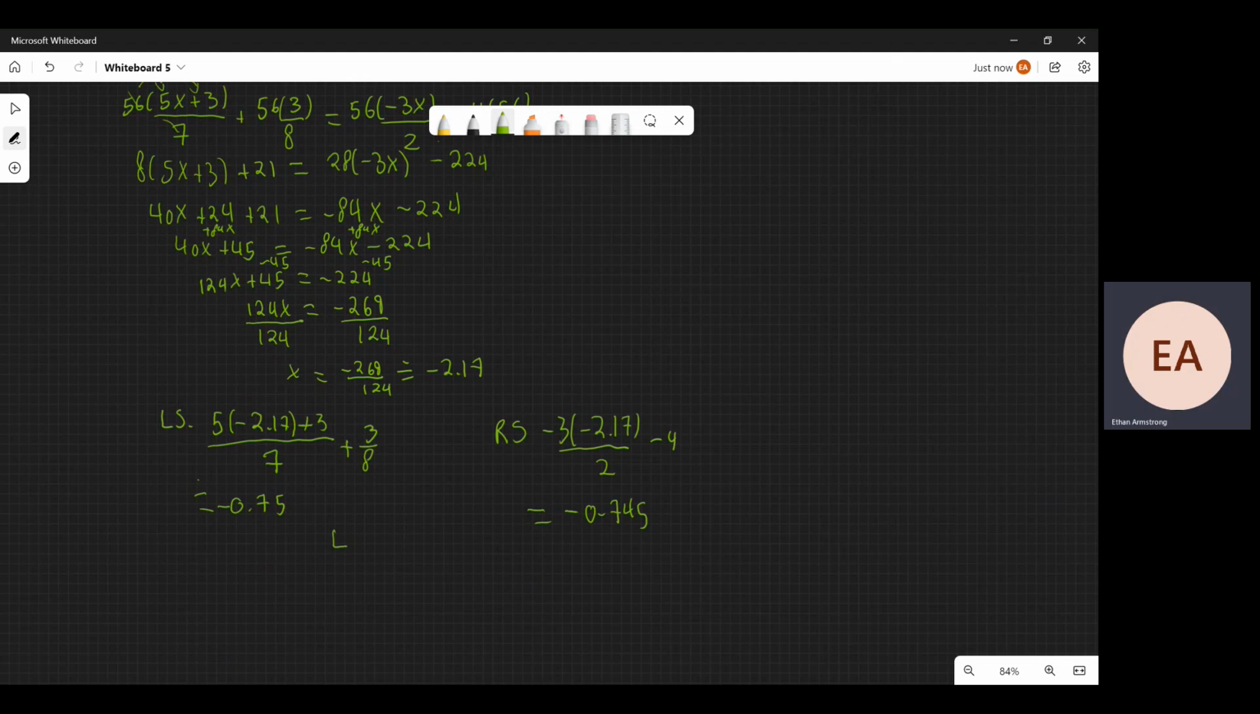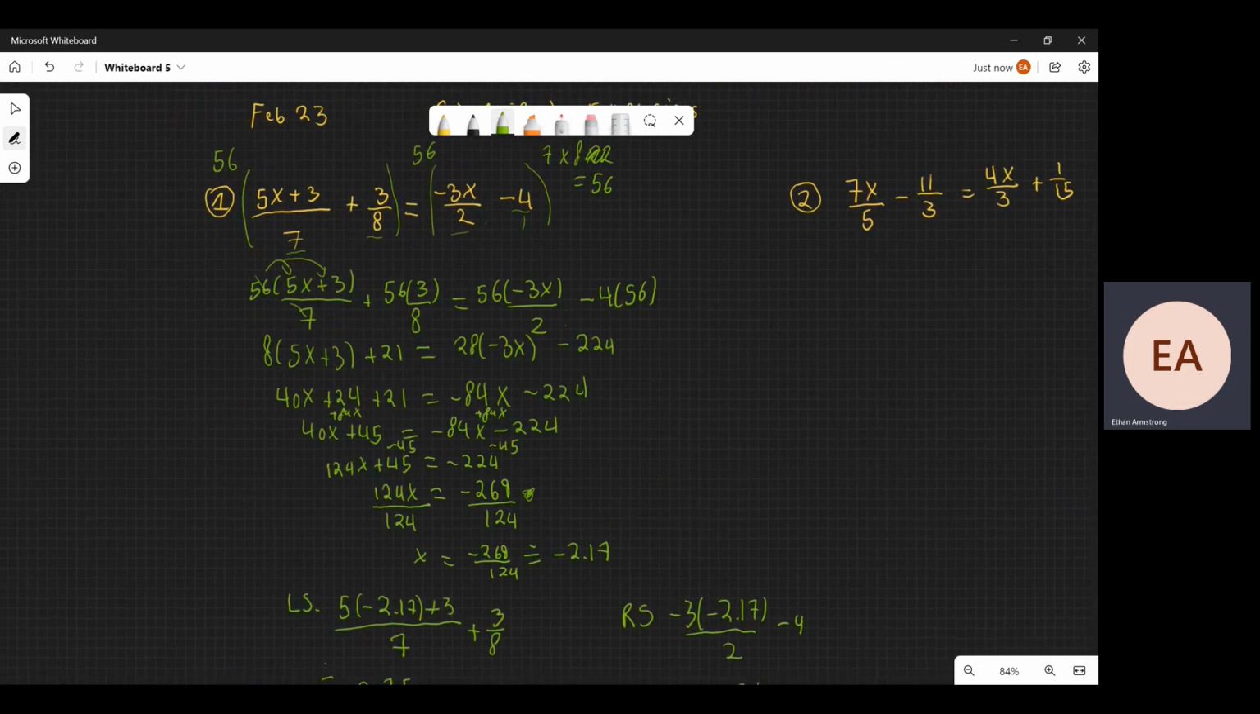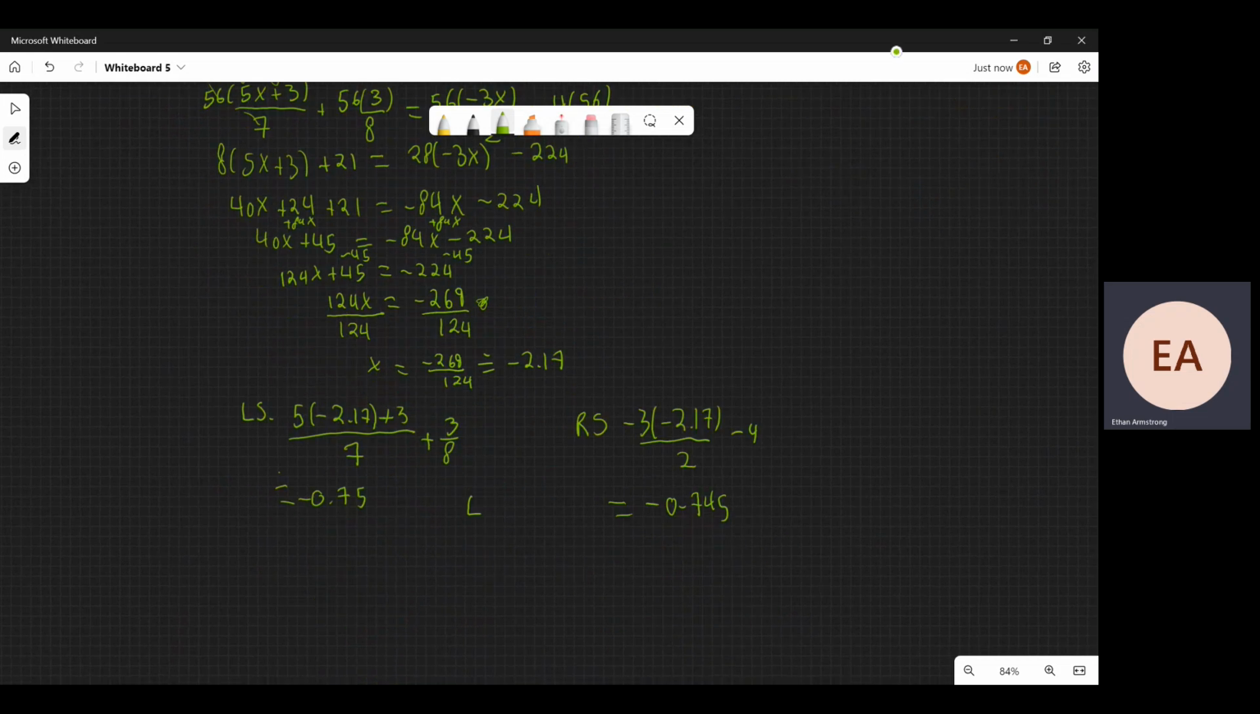And if we didn't round, and we used the exact 269 over 124 in our calculator, we would get the exact same answer. That's just how you can check your answer. Just sub in the value for x on the left side and the right side. And if left side equals right side, then your value is correct.